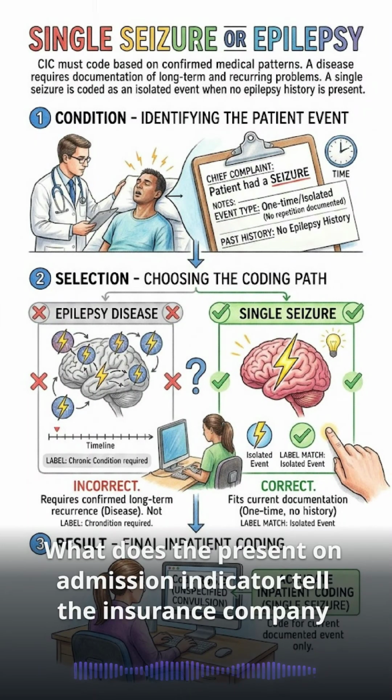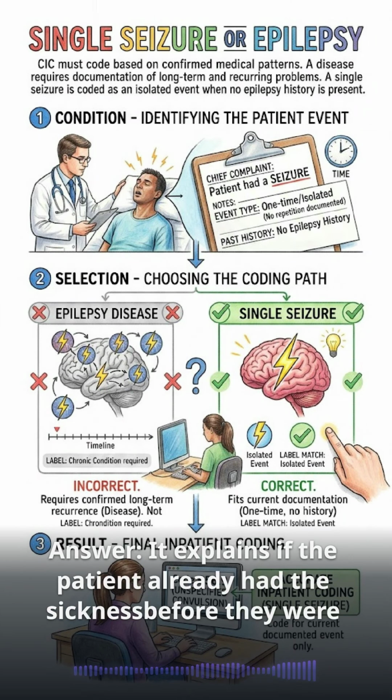3. What does the present on admission indicator tell the insurance company about the patient's medical condition? It explains if the patient already had the sickness before they were admitted to the hospital bed.